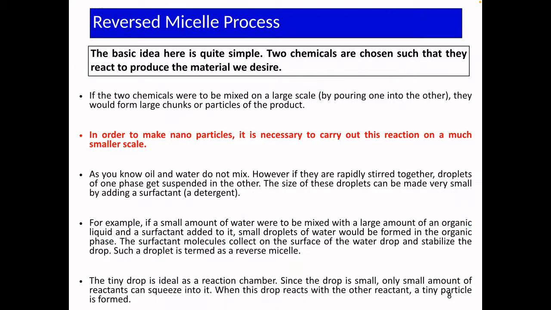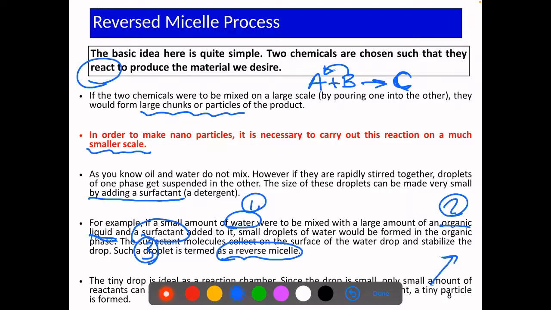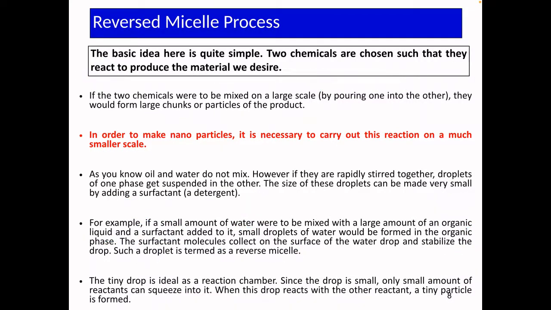Okay? The tiny drop is an ideal reaction chamber. Since the drop is small, only a small amount of reactants can squeeze into it. When this drop reacts with the other reactant, a tiny particle, that's my compound C. Okay, that's my product, is formed.